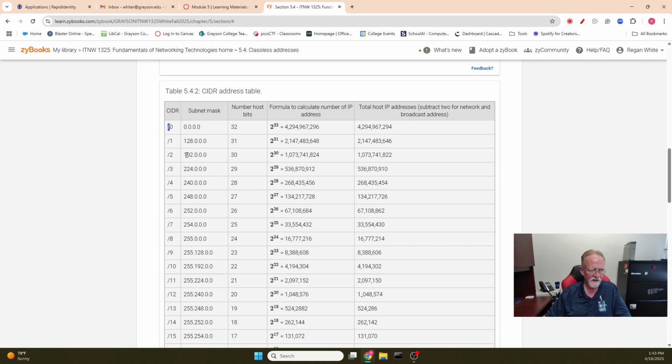Same thing here, 192.0.0.0: 30 host bits, only 2 network bits. /3, basically 29 host bits, only 3 network bits. So you've got 3 network bits to identify the network. /4, that's going to leave you 28 host bits. The resulting subnet mask will be 240.0.0.0.